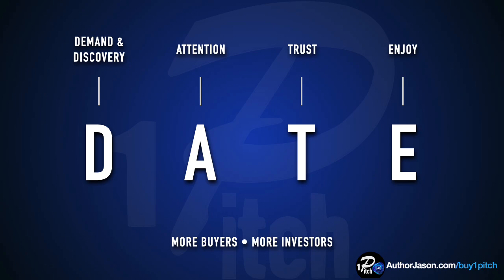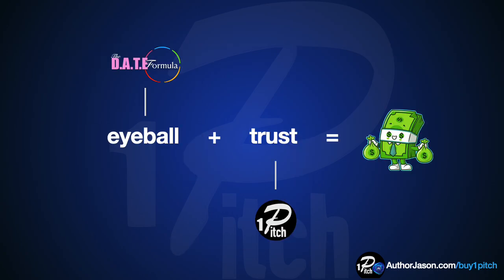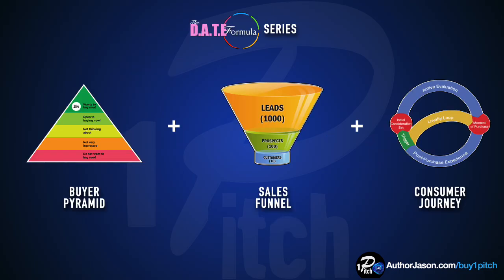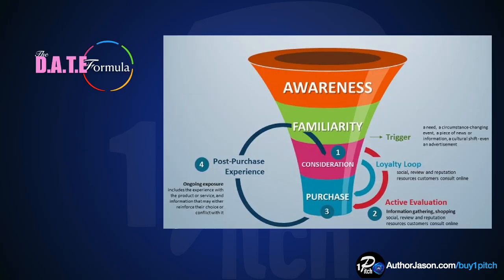Alright? So everyone, you have a nice learning today. Okay, so that's the DATE method for you. Okay? Now remember, DATE teaches you how to get all the eyeballs that you need, and 1Pitch teaches you how to build the rapport and the F1 of trust. Okay, and the DATE series is made up of 3 different other parts of the main learning. Okay, the buyer's pyramid, the sales funnel, and the consumer journey. So today you are getting what? Today you are getting the overview of the top framework. Okay, when everything is put together, this is how it looks like.